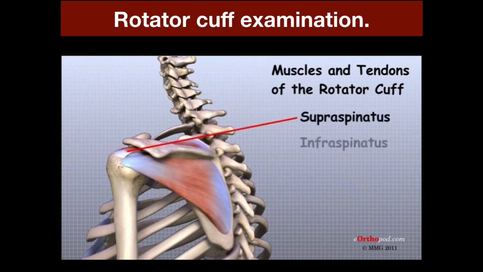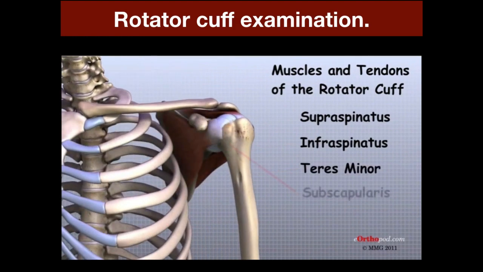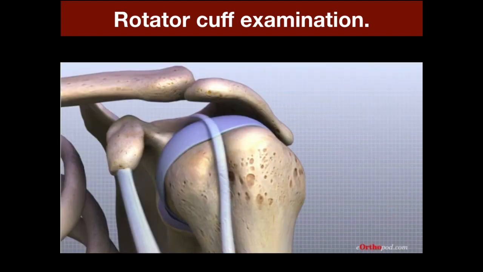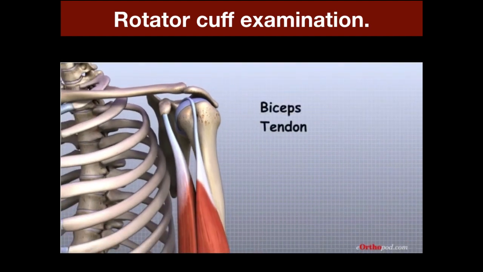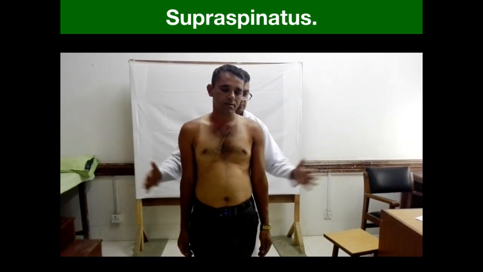Next is the rotator cuff examination. We know that the rotator cuff is made up of supraspinatus, infraspinatus, and teres minor posteriorly, and subscapularis anteriorly. Examination of each muscle is very important, and we should not forget the biceps tendon, which is in very close proximity to the rotator cuff. So your rotator cuff examination will not be complete until the examination of the biceps tendon is done.